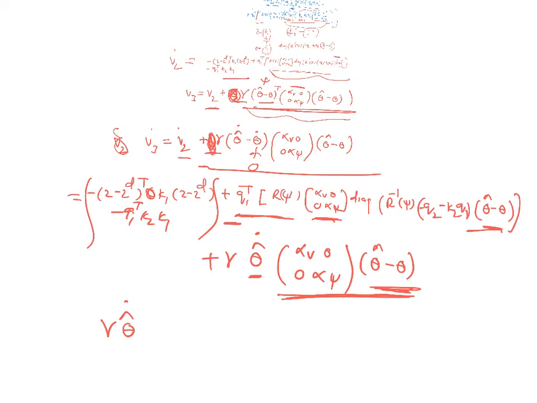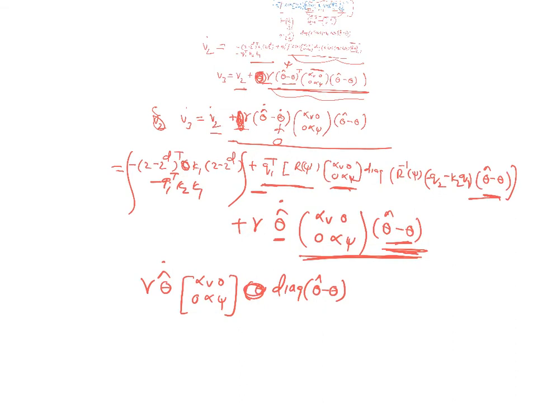So if you see, let's just write it. So it is alpha v 0 0 alpha psi, theta hat minus. So we also have to write this as a diagonal. Like we can write this like diag. This whole multiplication can be written as a diag. Theta hat minus theta also doesn't matter, right? So this can be written as a diagonal of something, and equals to this q1 transpose r psi.